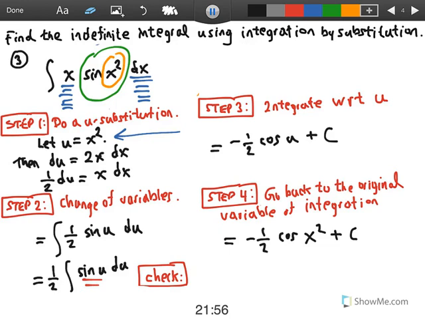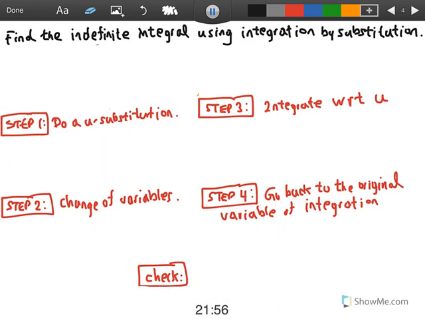And if you like to do a check, you can do that. You can take the derivative with respect to x of negative 1/2 cosine of x squared plus c. And when you do that, you will get x times sine of x squared. And I will leave it to you to do the check on your own, but you should see that.